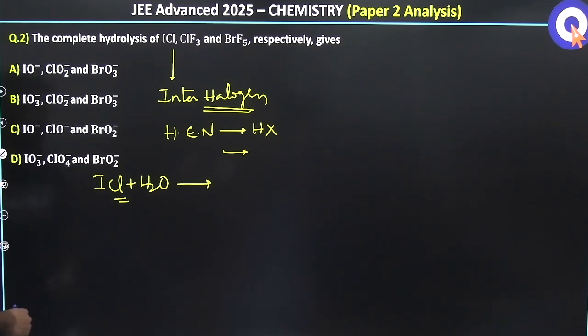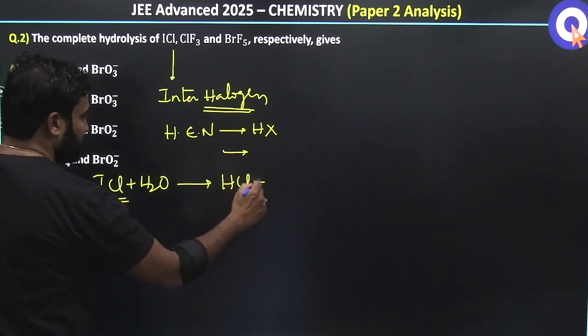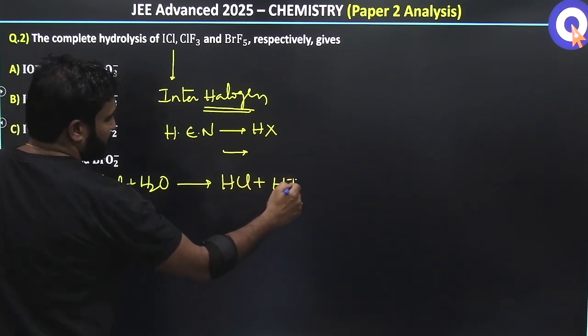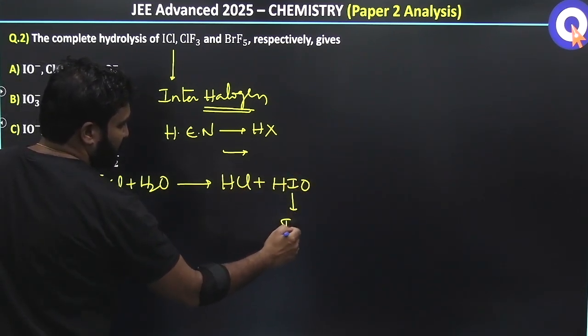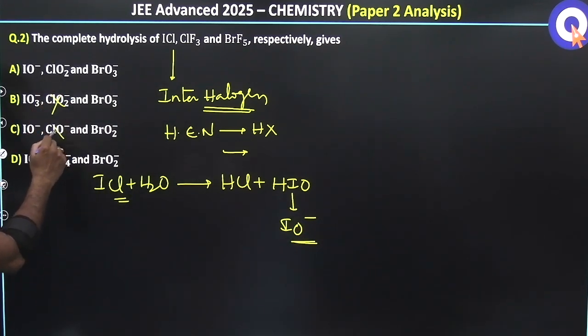Chlorine has more electronegativity than iodine, so it will be converted into HCl, and plus what exactly do we have? HOI, HIO. If you remove the proton, it will become IO minus. So we have two options here. Next we will see what is the next one.